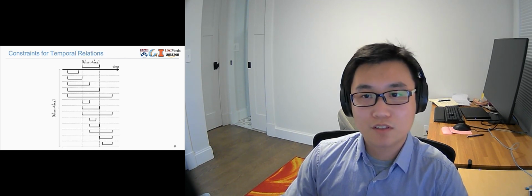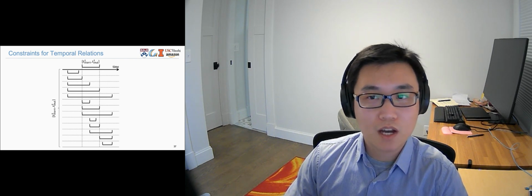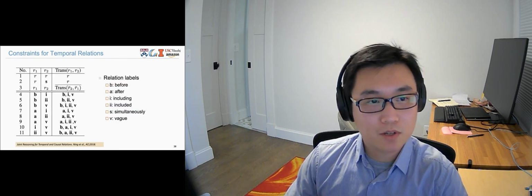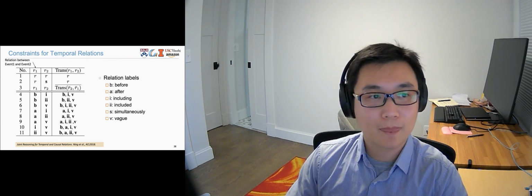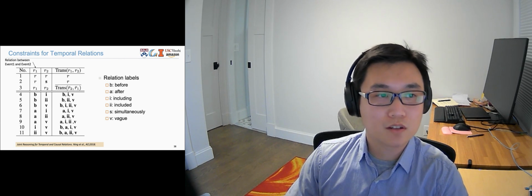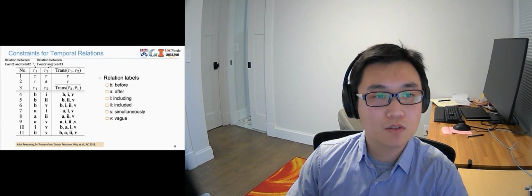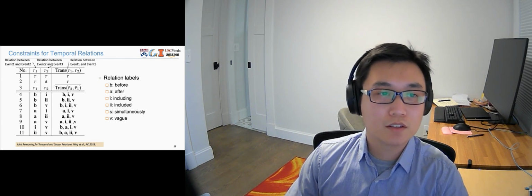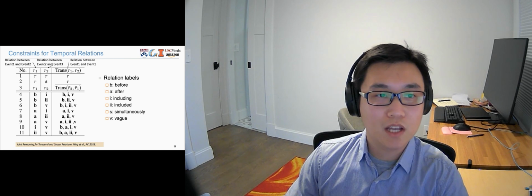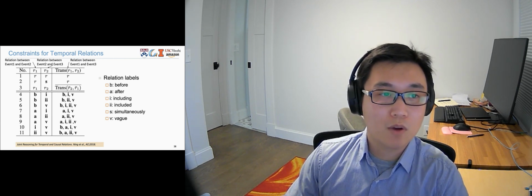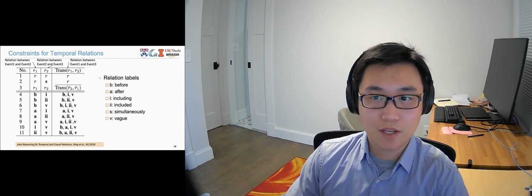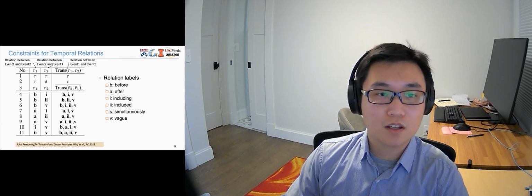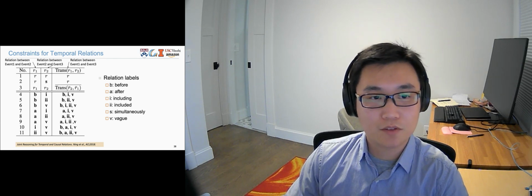To get all of these constraints, we have to draw a lot of diagrams. And finally, in this paper, we summarized all types of constraints. Here, R1 means the relation between event 1 and event 2. R2 is a relation between event 2 and event 3. And that final column is the constraint that R1 and R2 enforce on the relation between event 1 and event 3. And on the right is the legend for all of these abbreviations.